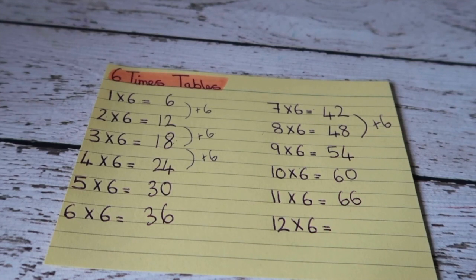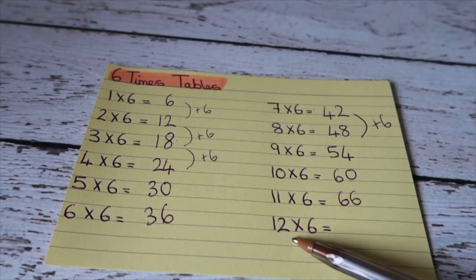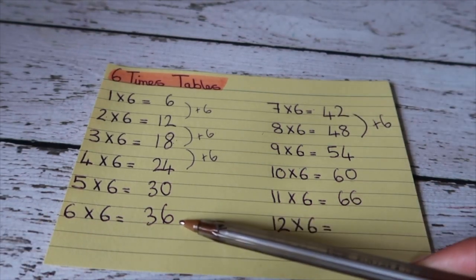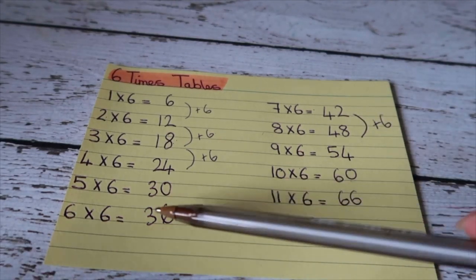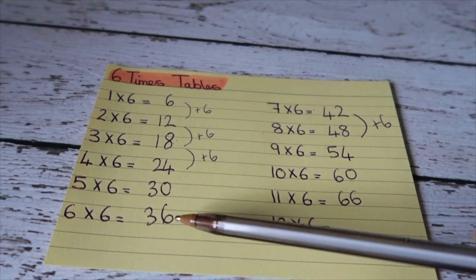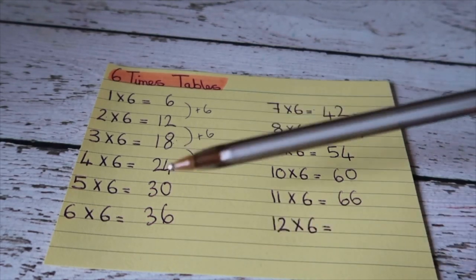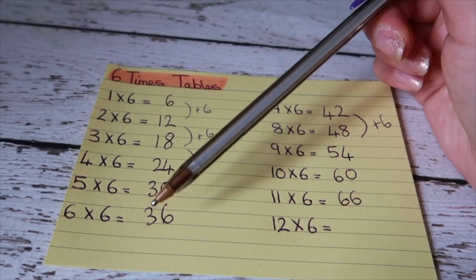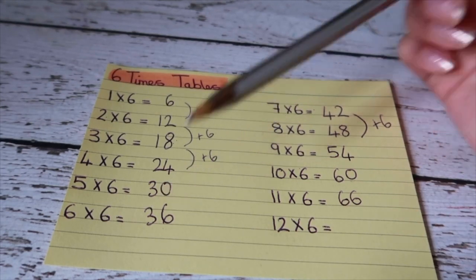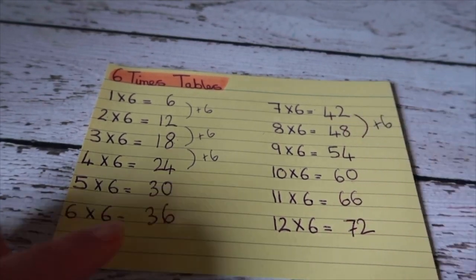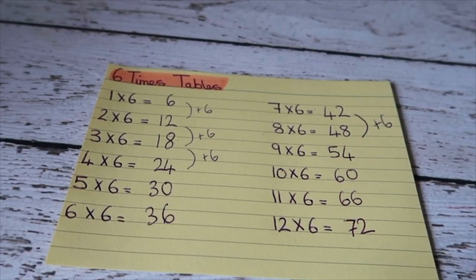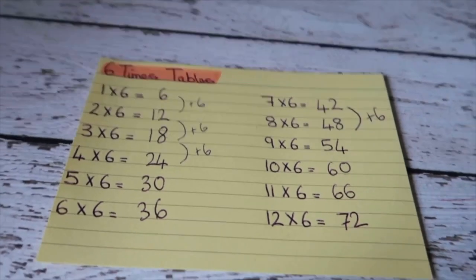And then 12 times 6 is the last one. What I could do is 6 times 6 is 36. Double 6 is 12. So double 36 will have to give me my answer to 12 times 6. So double 30 is 60 and double 6 is 12. So I'm just partitioning if I'm not quite sure how to double. So 30 add 30 is 60, 6 add 6 is 12, and then add them up, that is 72. 12 times 6 is equal to 72.